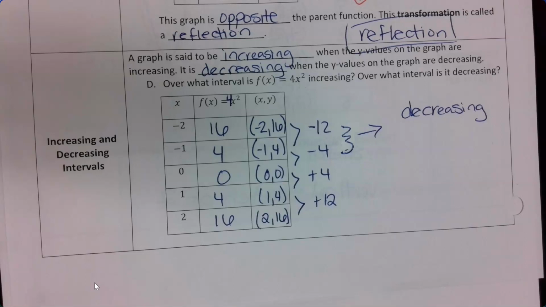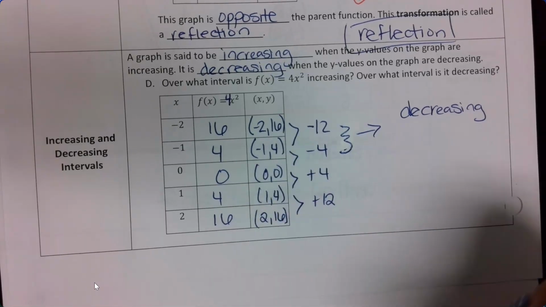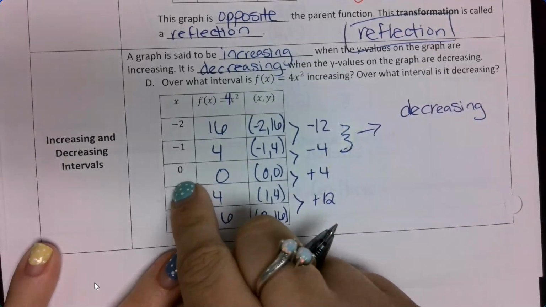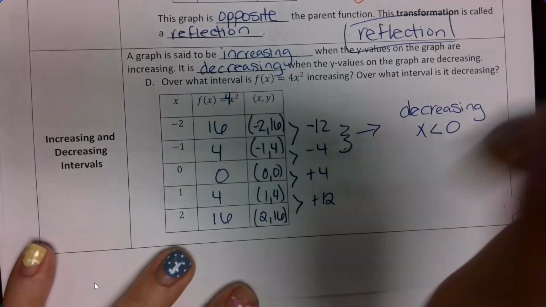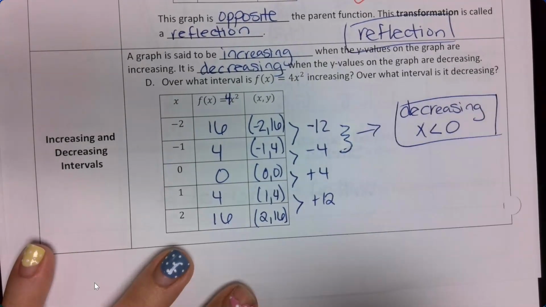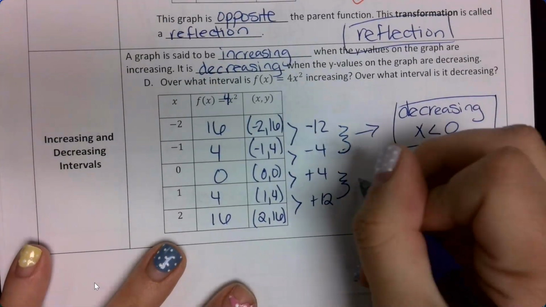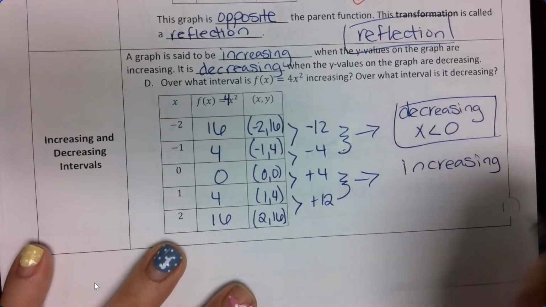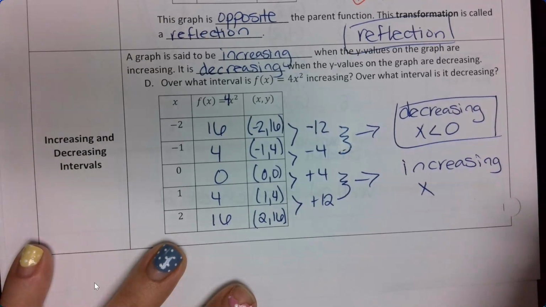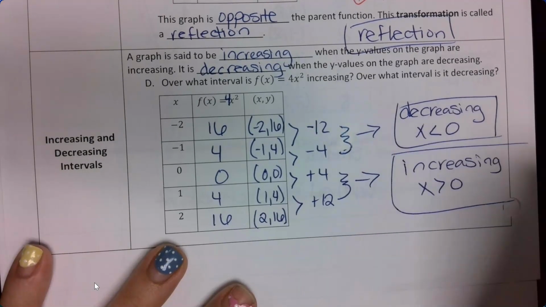And then the number that it stops being negative on is 0. So for my x value, I'm going to say decreasing for x less than 0. And it's increasing for the last half for x what? Where does it start going up? At what number? After 0. So x is greater than 0 for my increasing.